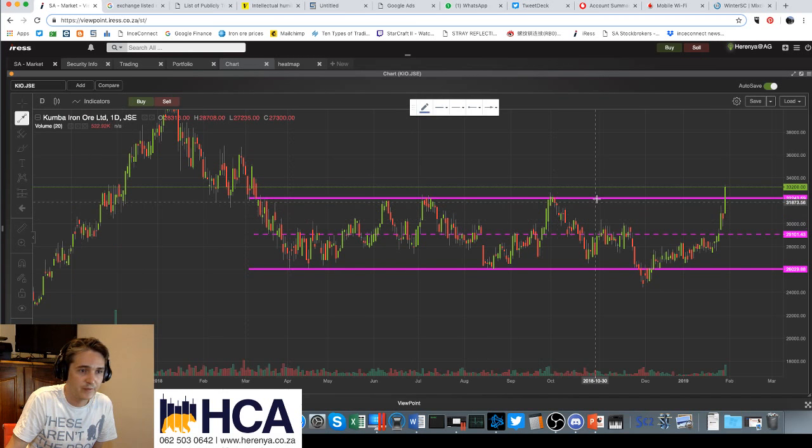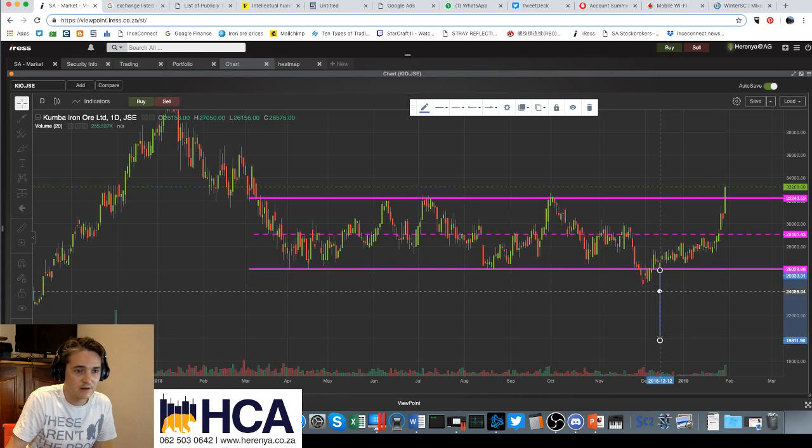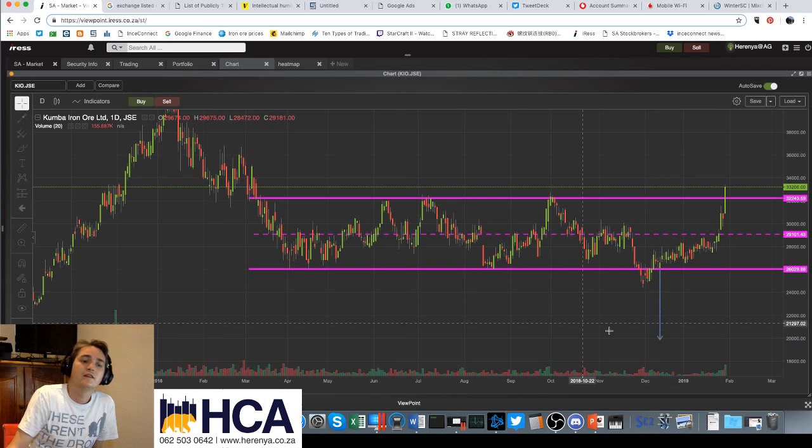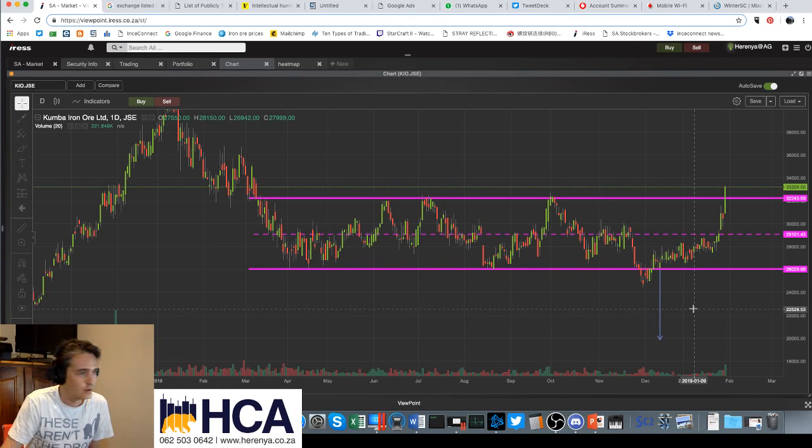use an arrow, okay? I'm going to draw that arrow from top to bottom of this range, and then I'm going to put that arrow right at the bottom here, okay? So that distance is the same as that distance, okay? And this distance is half of that distance. So what we have now is a 1 to 2 risk reward.